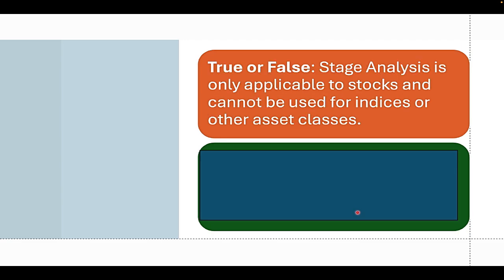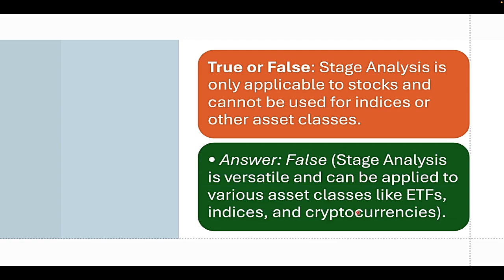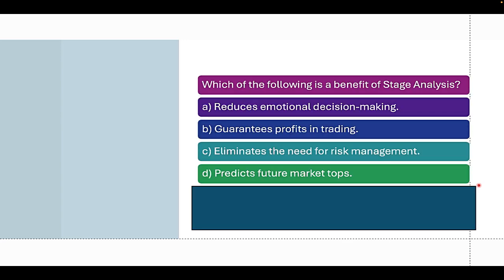True or false? Stage analysis is only applicable to stocks. False. It can be applicable to all types of assets in the market because all assets go through the stages of fear, greed, and optimism. So stage analysis is applicable to all assets.